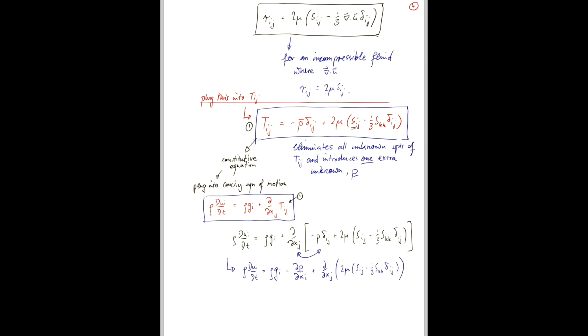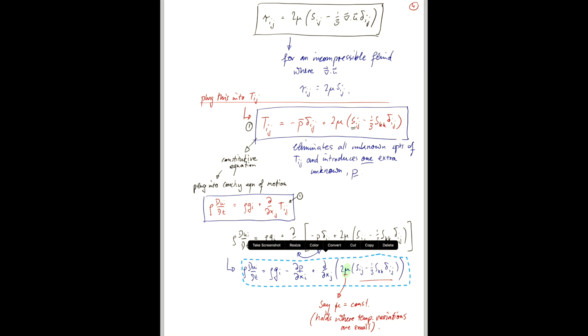For most cases, especially when temperature variations are small, we can say that the viscosity here is a constant. In that case, we can take mu out of the derivative and further simplify this last term here. That's the next thing we will do in a second. So let me copy this equation.